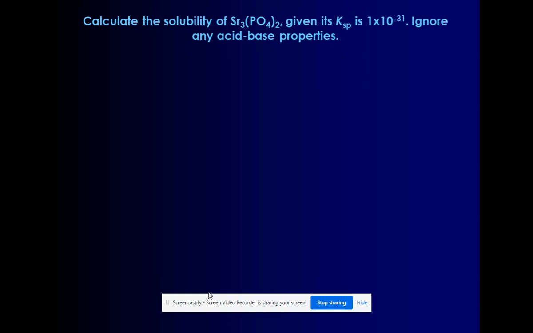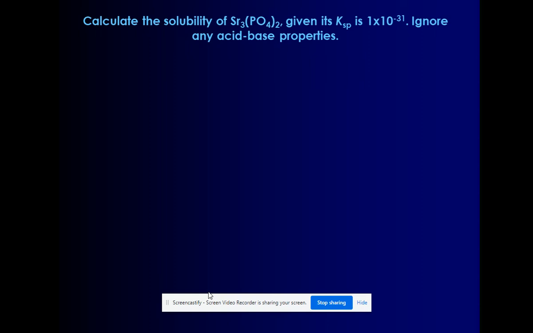The next question we are asked to do is to determine, going backwards, to this last one, we found the Ksp from the solubility. Now we're going to find the solubility given the Ksp. You're told to ignore any acid-base properties because phosphate is a conjugate base. So if you had a pH other than 7, it could influence the solubility of that compound. If we want to find the solubility of strontium phosphate, we need to be able to write its Ksp expression in terms of those ions.